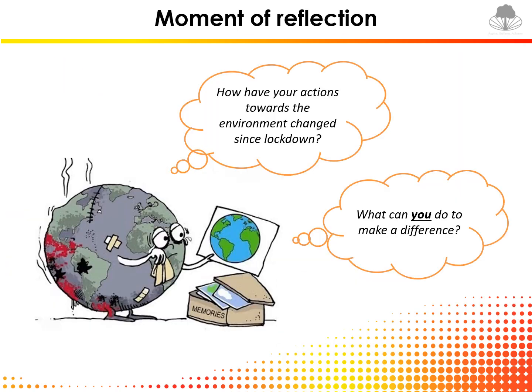So I'm just going to leave you with a moment of reflection. I found this image and I really like it. You can see you've got the Earth as it is now, unfortunately, largely due to human impacts. It's a bit broken, a bit wounded, and it's looking back on memories of what it used to be. So how have your actions towards the environment changed since lockdown? What have you done, maybe inadvertently, that has had a positive impact on our environment? And secondly, and most importantly, what can you do to make a difference? It starts with the individual, and today is your chance.